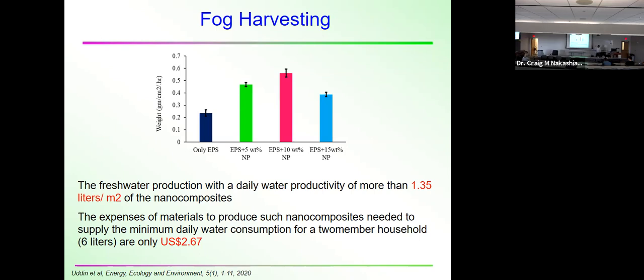And the material cost for this is only $2.69 to get 6 liters of water per day. Overnight, if you want to collect 6 liters of water by fabricating this kind of nanocomposite, you have to spend only $2.67. The styrofoam is your raw material. Add some micro and nanoparticles. You have to spin this, do some heat treatment, and use this for fog harvesting application. This is the process.